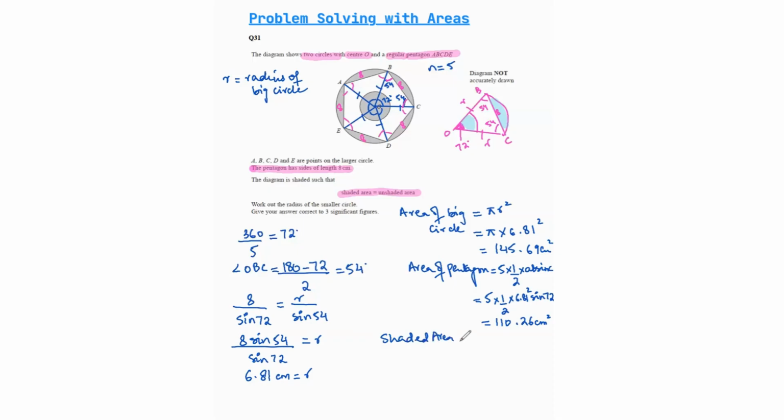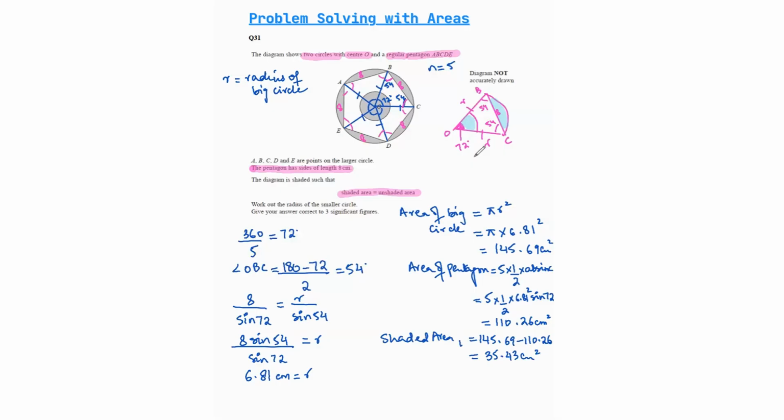So shaded area 1 is going to be 145.69 minus 110.26, and that gives us 35.43 centimeters square. So we have the area of this part, the outside shaded part. Now for the inside shaded part, we need to find the area of the smaller circle, and for that we need the radius.